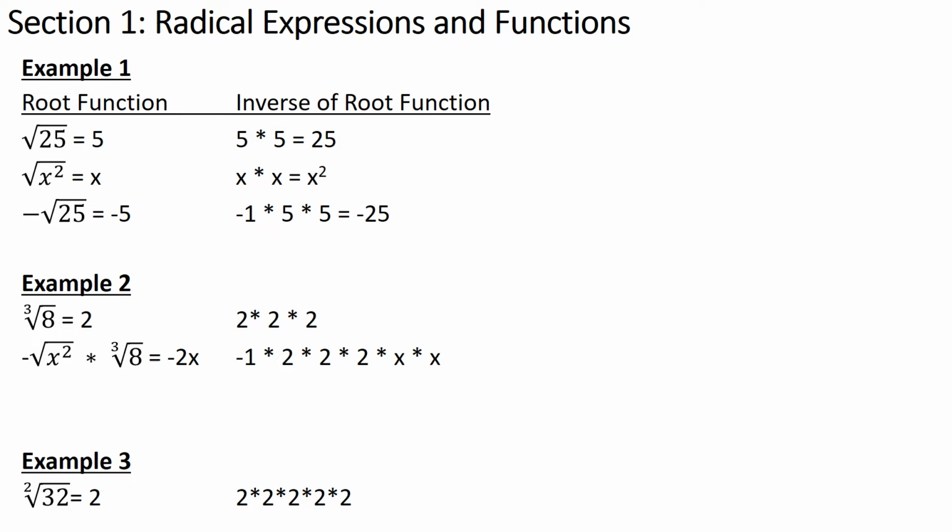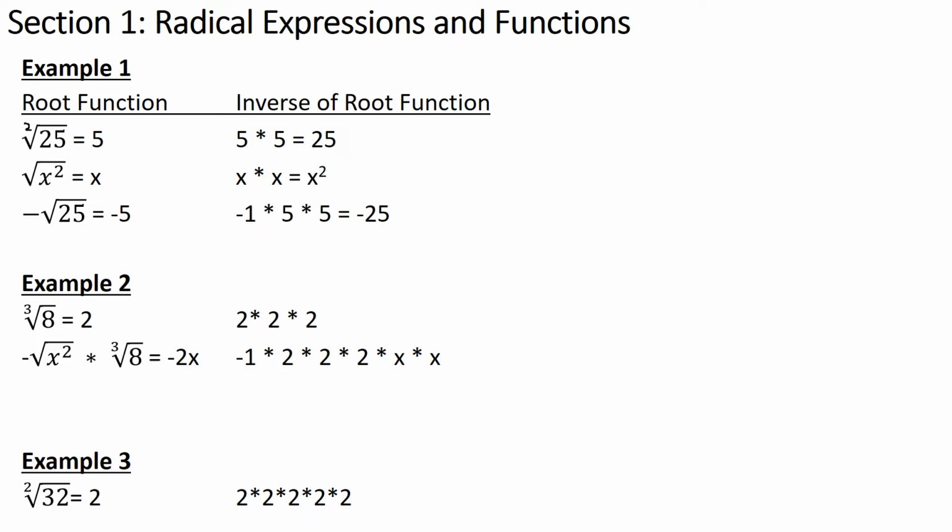So we've got some examples here. The root function, square root of 25, equals 5 because the inverse has 5 times 5, which is 25. And if we don't see a number by the little root symbol over here, we assume it's a square root. In other words, we could put a 2 here, but we don't. That just means it's something by itself twice.